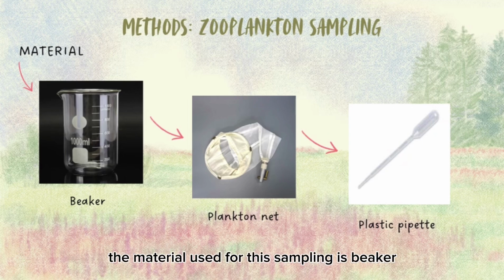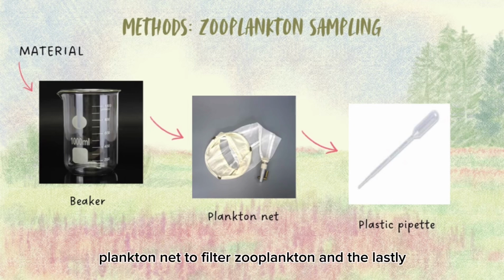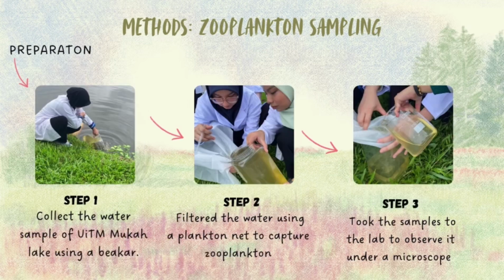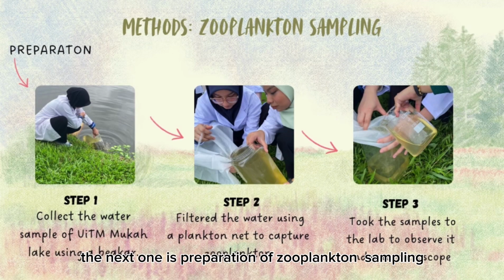The first method is zooplankton sampling. The materials used for this sampling are a beaker for sample collection and temporary storage, a plankton net to filter zooplankton, and lastly, a plastic pipette to transfer zooplankton samples. The next one is preparation of zooplankton sampling.